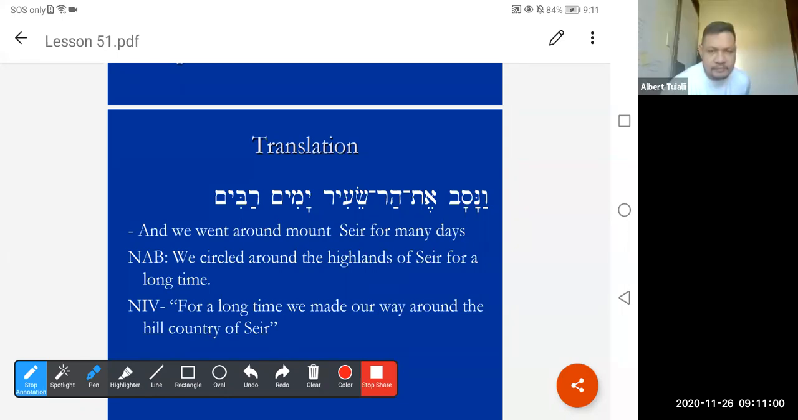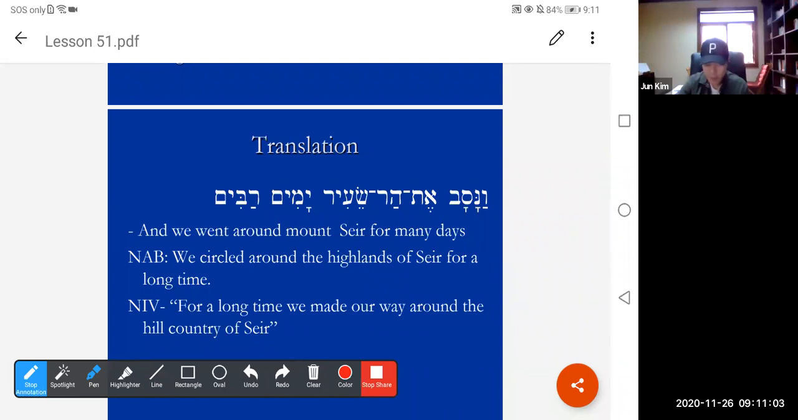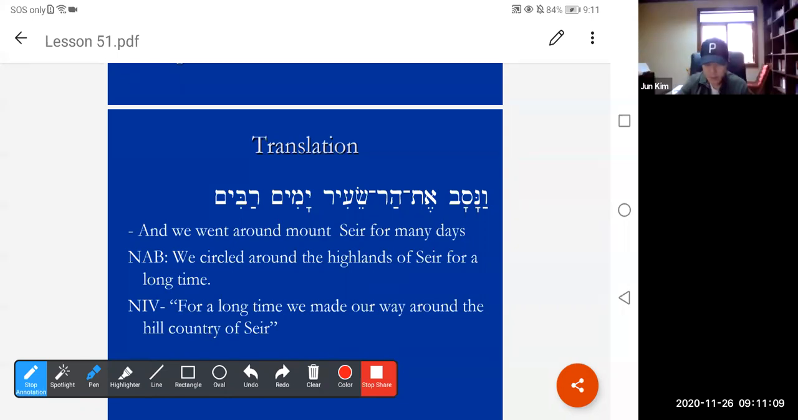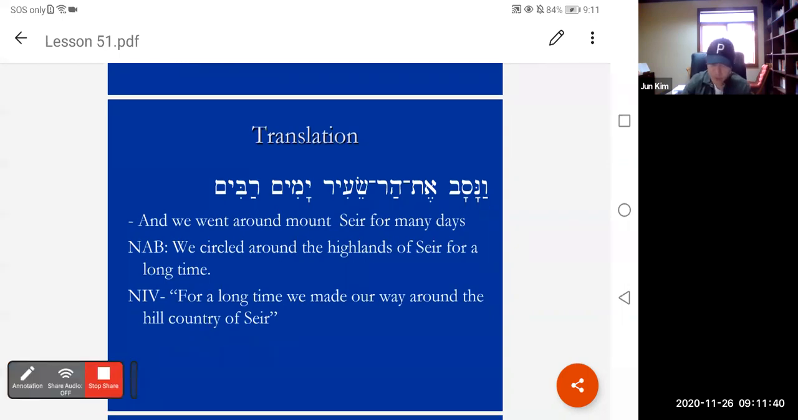The NIV says, for a long time we made our way around the hill country of Seir. Sounds very interesting, because the literal translation must be Mount Seir, and then the NIV puts the hill country of Seir. So it refers to quite a big area of hills. I don't know, but they probably put in a little bit more further explanation or connotation. So you will see which one is right.